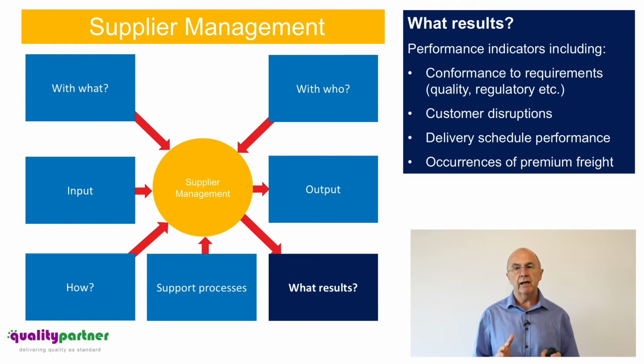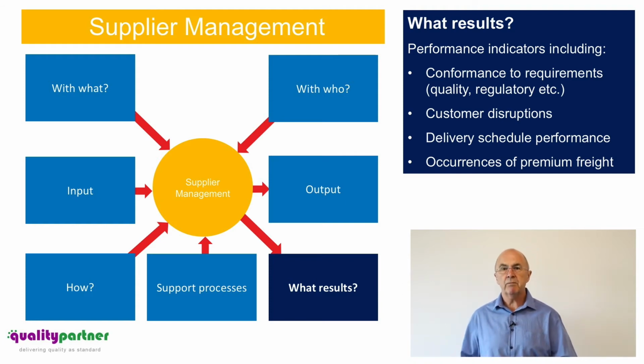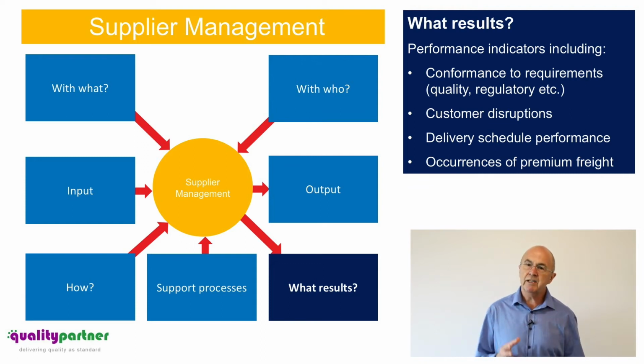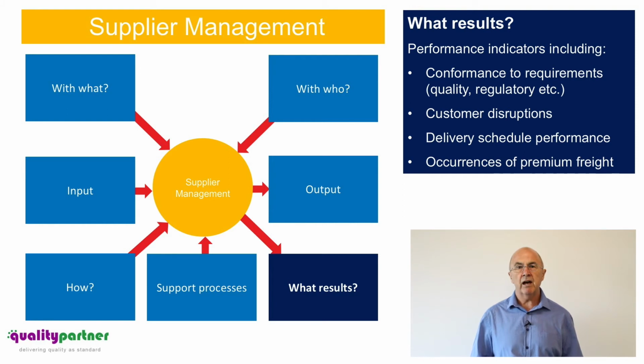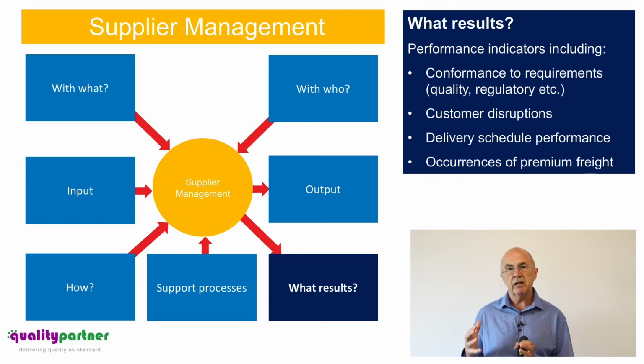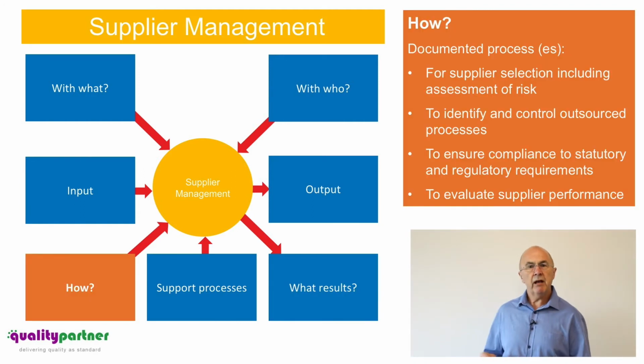So we should be monitoring customer disruptions that have been caused by supplier issues. We should obviously continue to monitor supplier delivery schedule performance, making sure that suppliers are delivering on time so they're not then causing any disruptions with our ability to meet the customer requirements. And finally, we need to be monitoring occurrences of premium freight. In the previous standard, it talked about incidents. Here we now talk about that we have to monitor the occurrences of premium freight that have been caused by a supplier. So now let's take a look at the how part of the turtle diagram.